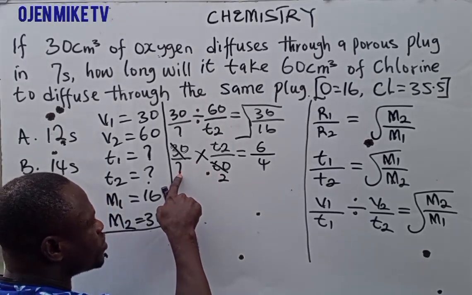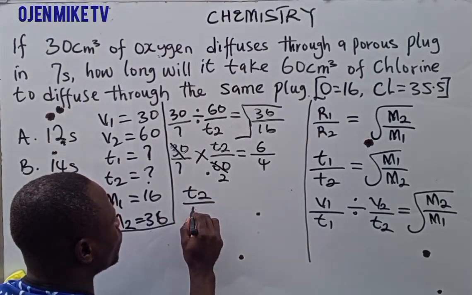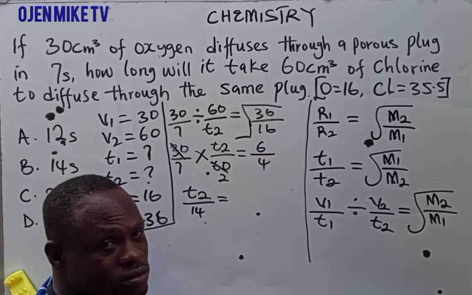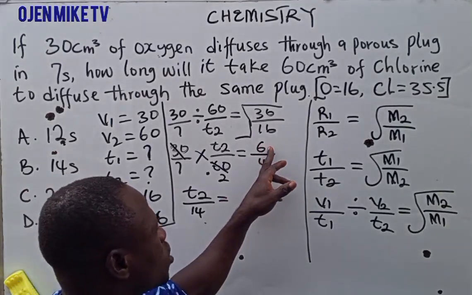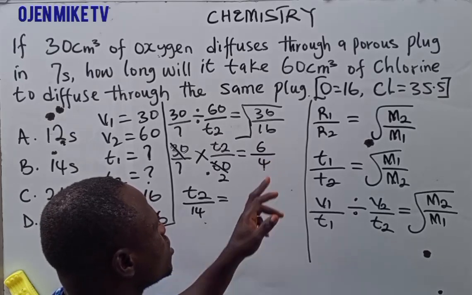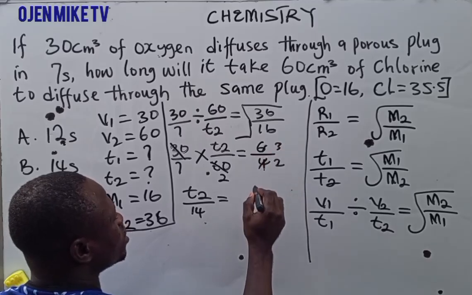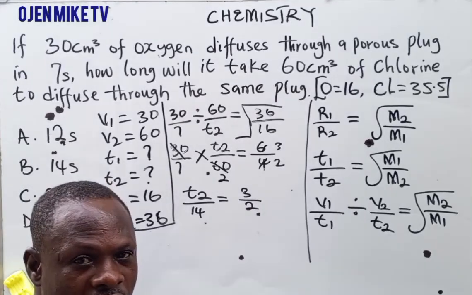So 2 times 7 will give us 14. So T2 will be divided by 14 is equal to this one by this one. Are you following? So this one we can equally reduce. All right, 2 will go here, 2 will go here, 3. So 3 over 2. Are you following?